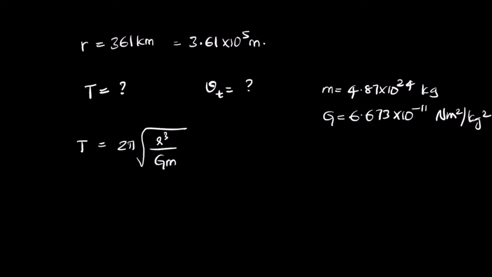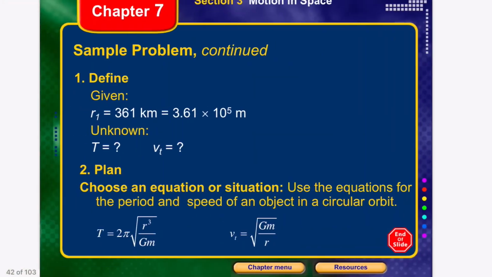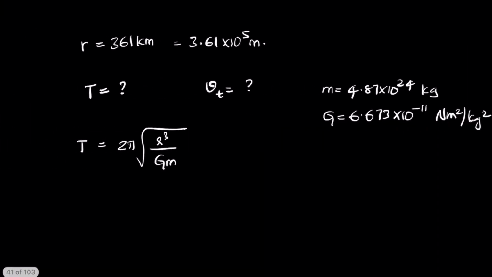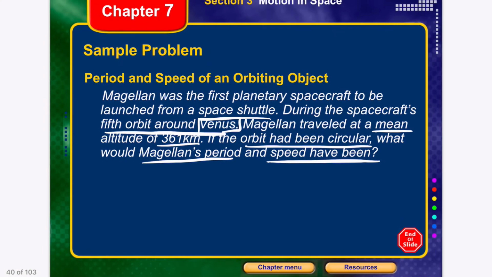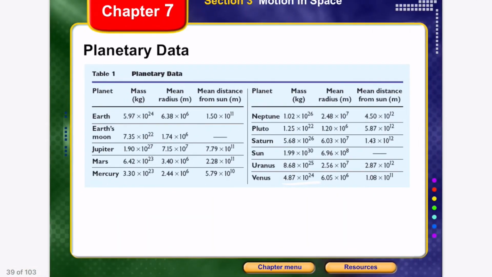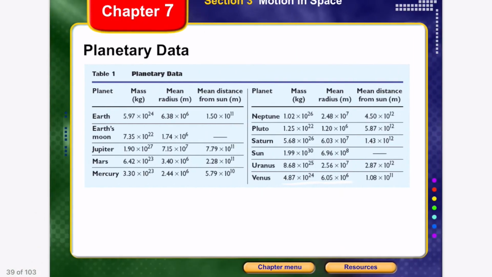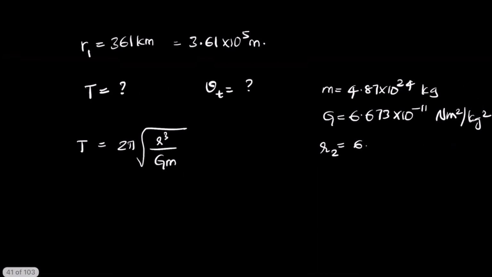And we also need to calculate R. So the R value is already given here, so we don't need to calculate it again. First thing to remember here is that we can consider this as R1. Remember that we are calculating the mean distance, so R2 is the actual radius of Venus. So the radius of Venus, R2, is 6.05 times 10 to the power 6 meters.